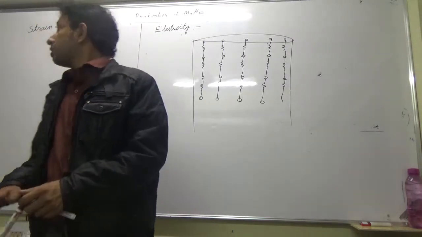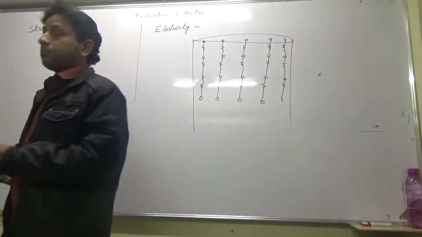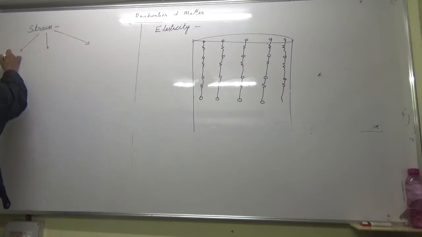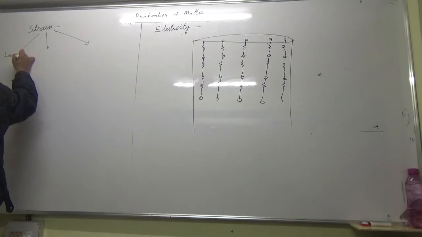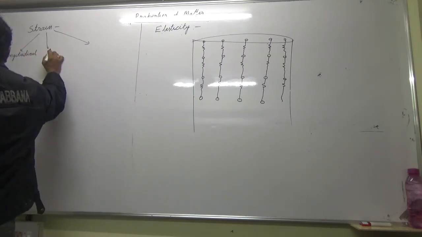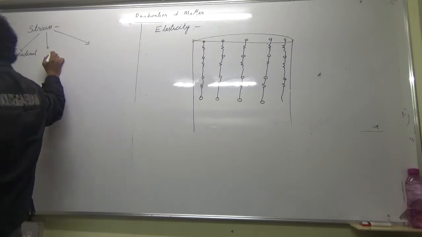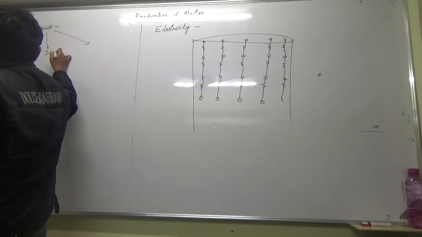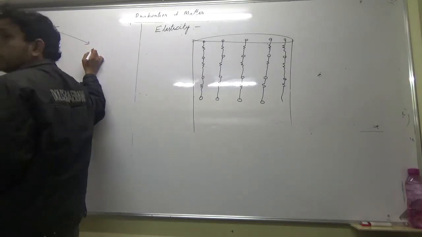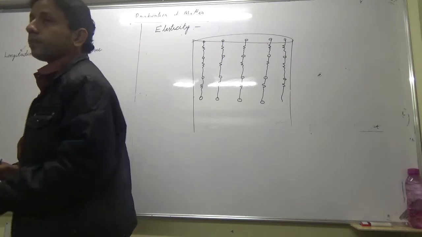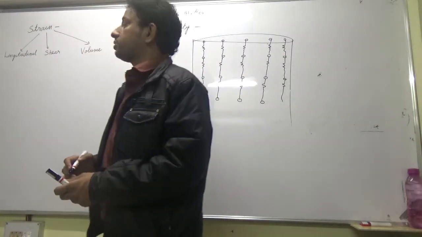Now we will see. Strain is divided into 3 types. So the first is longitudinal strain. Second is shear strain. And third is volume strain. Longitudinal strain, shear strain and volume strain.